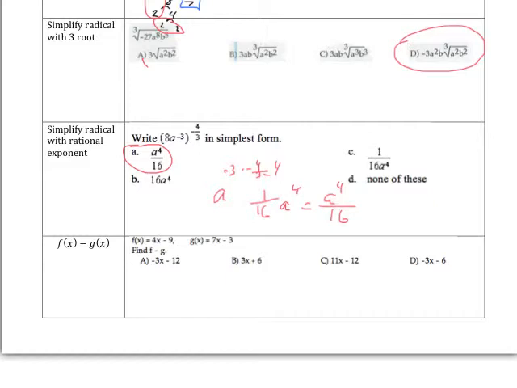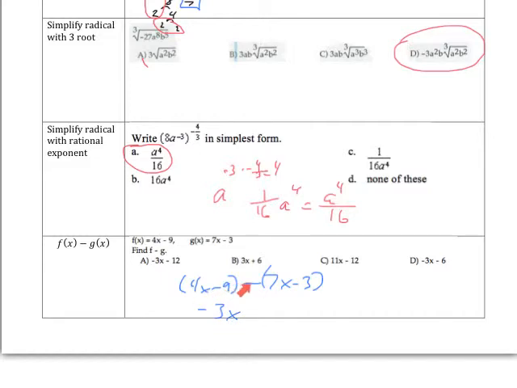All right, a little function notation down here. What about f minus g? So we have our two functions, the f function and the g function. We're supposed to subtract them, so here's what that would look like: 4x minus 9 minus 7x minus 3. This is really just like terms here. 4x and 7x are like terms, so I can do 4 minus 7. That's -3.